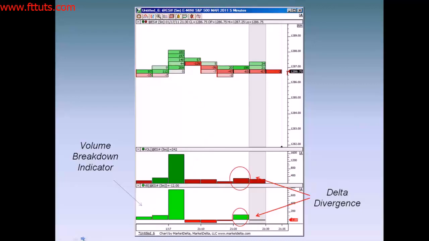Now, sometimes we're going to get an interesting phenomenon, which we call the delta divergence, where prices will be moving lower, but the delta will be higher, and often the delta will win out, and you will see prices move up a little bit.